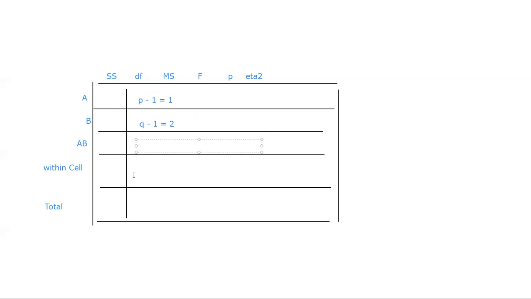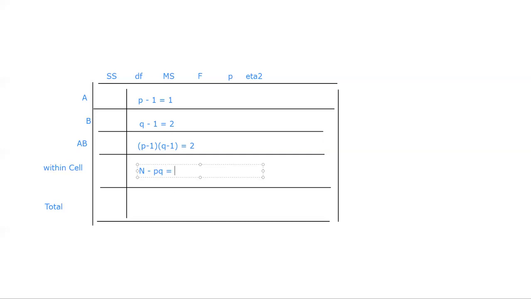And then the interaction is the product of those 2 degrees of freedom. So we can write it out as P minus 1 times Q minus 1. In this case, it'll be the product of the other 2 previous degrees of freedom. The within cell is also a new one. It's big N minus P times Q, again where P and Q are the number of levels of our A and our B variable.